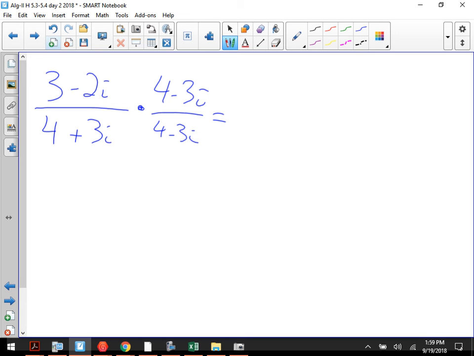You don't have to do that. But you get 4 times 4, which is 16, and 3i times negative 3i, negative 9i squared, which is 9. And then you foil out the numerator. FOILing out the numerator, we get 12 minus 9i minus 8i, and then it's plus 6i squared.